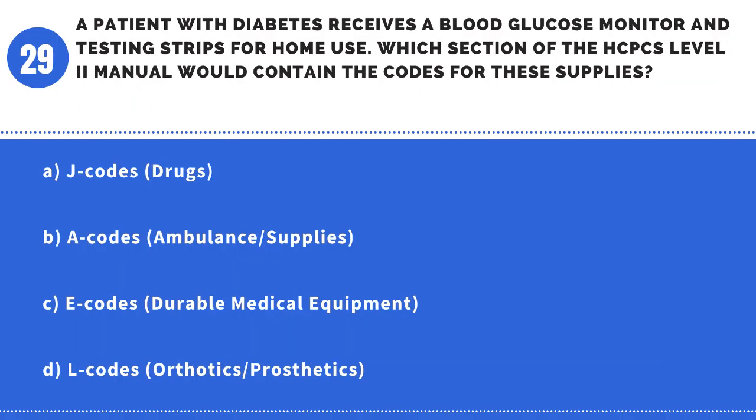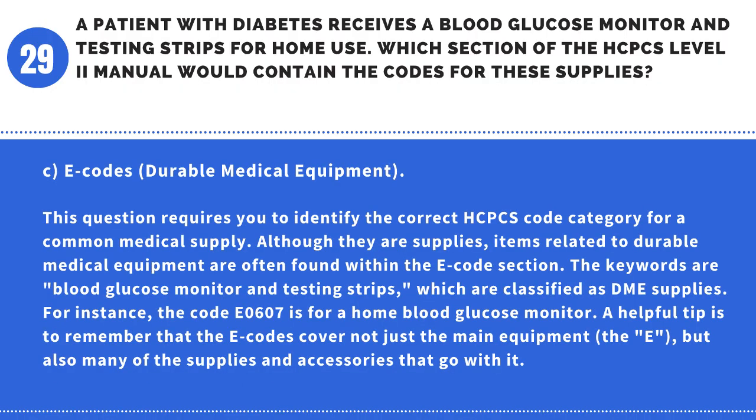Question 29. A patient with diabetes receives a blood glucose monitor and testing strips for home use. Which section of the HCPCS Level 2 manual would contain the codes for these supplies? A. J codes, drugs. B. A codes, ambulance/supplies. C. E codes, durable medical equipment. D. L codes, orthotics/prosthetics. Answer: C. E codes, durable medical equipment.